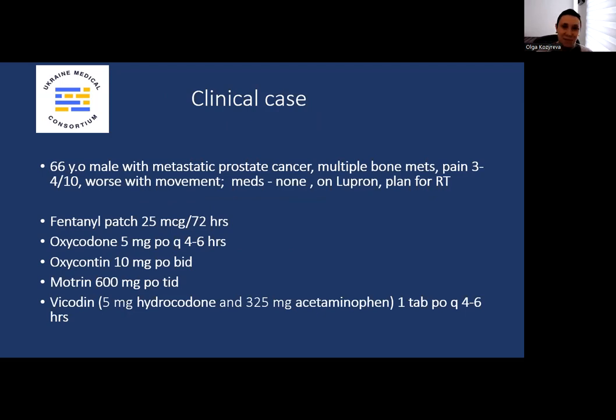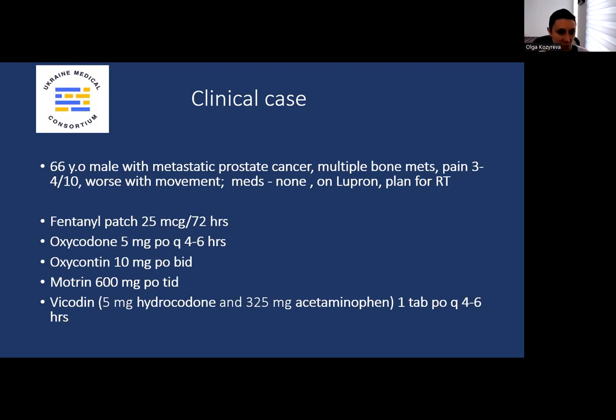So, clinical case. I have a 66 year old gentleman with metastatic prostate cancer who has multiple bone metastases. He graded his pain about 3 out of 4. It's worse with movement. He's not taking any pain medication. He told me, it's acceptable, I can live with this pain. But it's progressively getting worse. He's on Lupron for his prostate cancer, and the radiation oncologist is planning to do radiation therapy to the area of painful metastasis. So there are 5 choices.